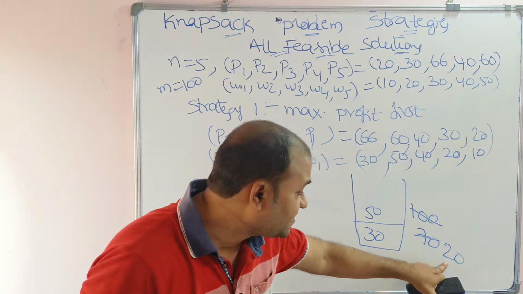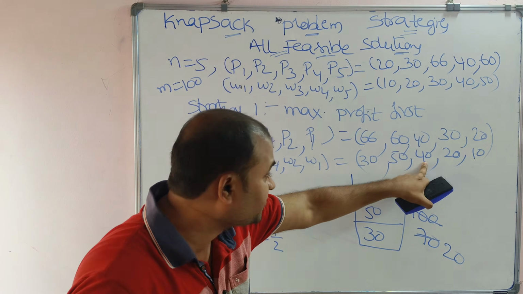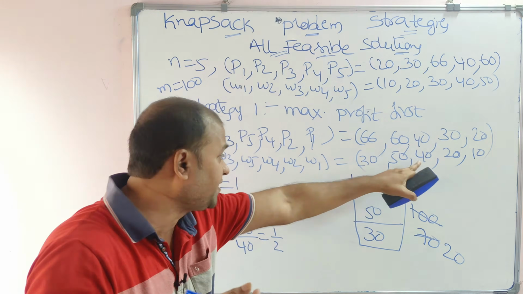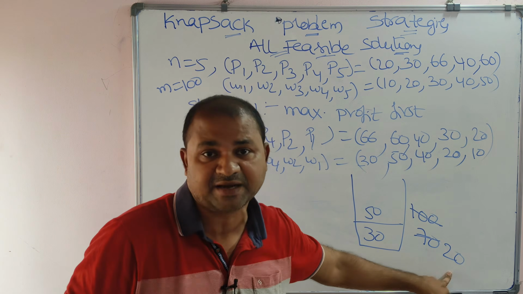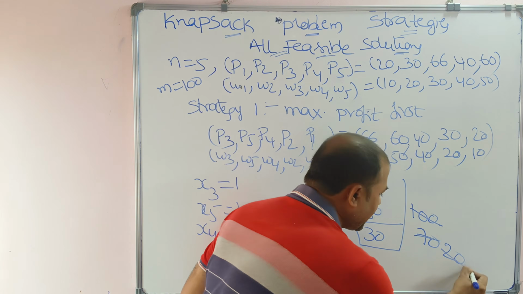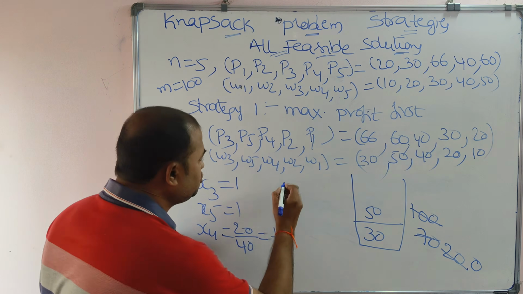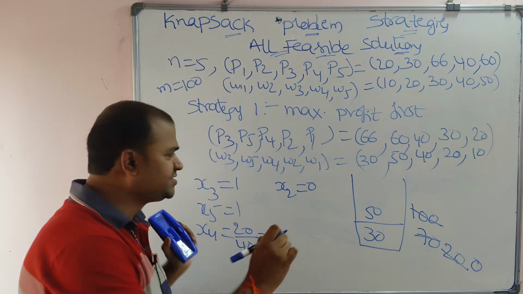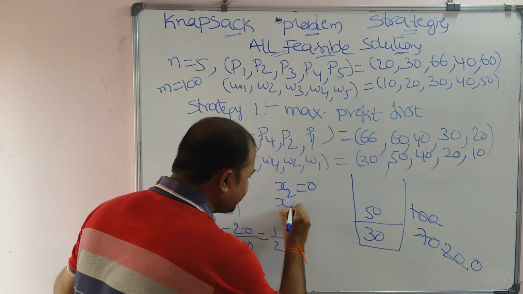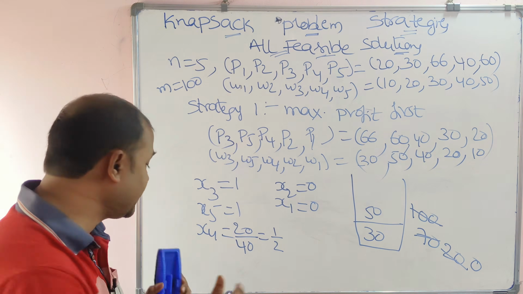So previously what was the size of the knapsack? 20 kg. The object weight is 40, and half of 40 is 20. So that 20 kg is placed in the knapsack. Now we can say that the knapsack is full. What are the remaining objects? x2, x1. We can't place x2 in the knapsack, so x2 is 0. Next, we can't place x1 in the knapsack, so x1 is 0.